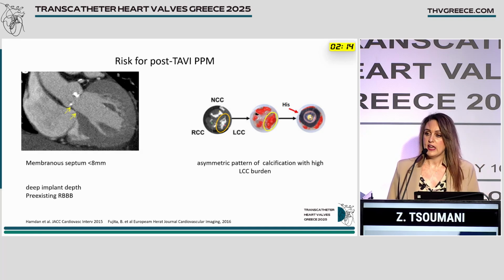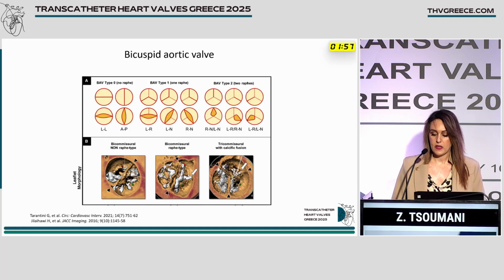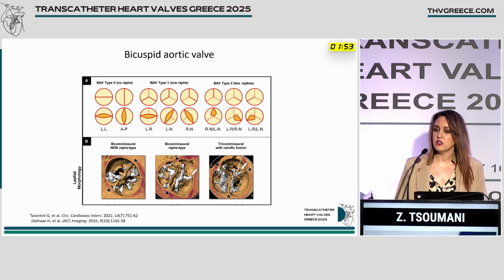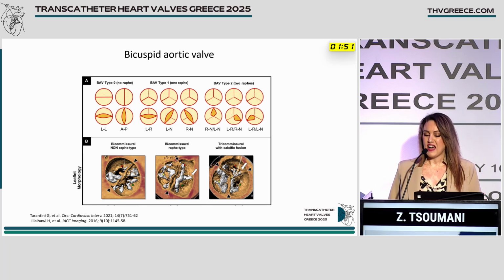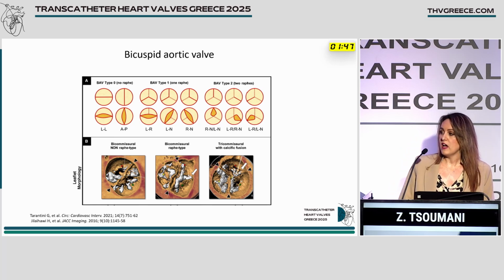membranous septum, and if it is shorter than 8 millimeters, and if this is accompanied by high left coronary cusp calcium burden, then the risk for post-TAVI conduction abnormalities is increased. In terms of bicuspid aortic valve, we have now a new classification, more TAVI-centered, depending on the number of commissures and the number of raphes.